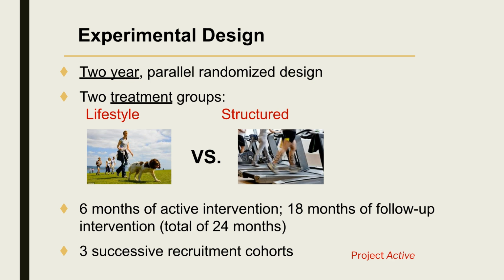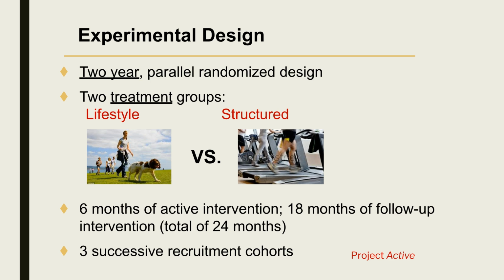Participants were recruited in 3 separate cohorts and randomized at 6-month intervals. This means that 1/3 of the participants began the study first, receiving the 6-month active intervention, and then entering the 18-month follow-up period. After that, the second cohort began their intervention, followed by the third cohort. Because of this staggered design, the entire study took about 4 years to complete, from August 1, 1993 to July 31, 1997.